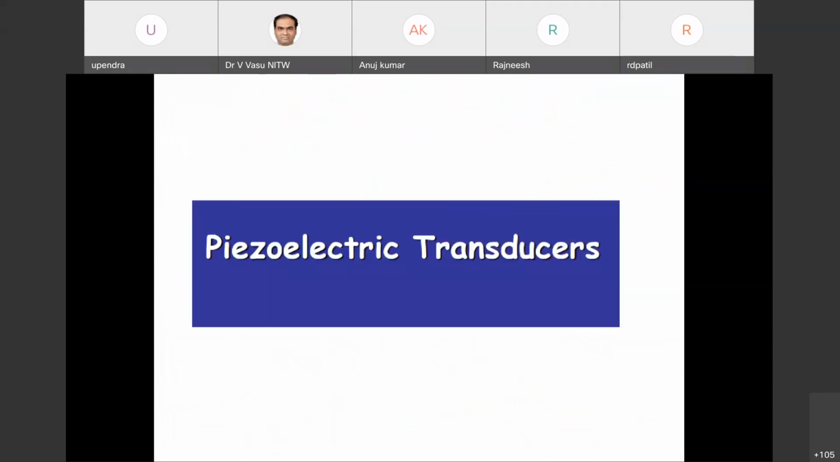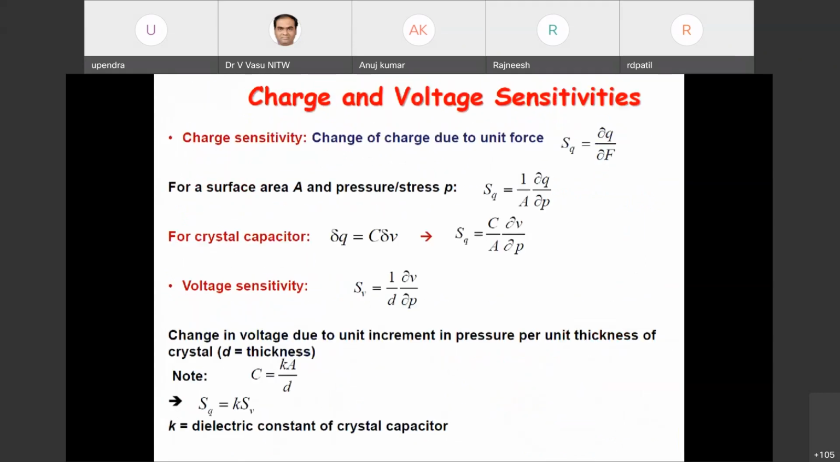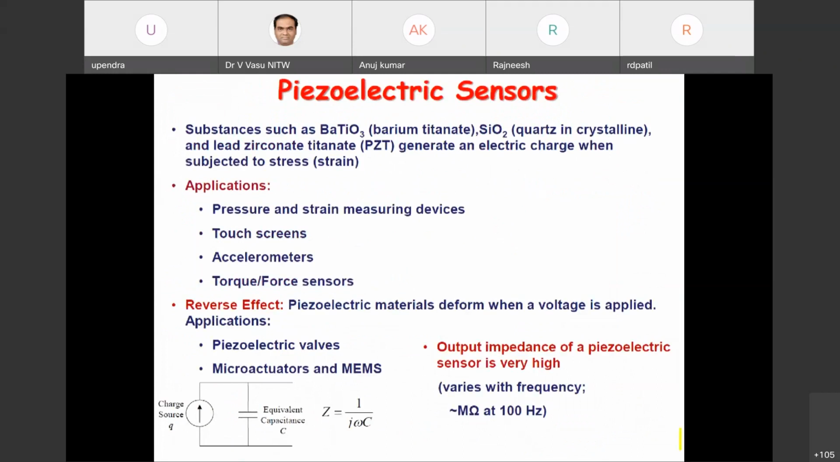Similarly, the capacitance piezoelectric transducers also give us piezoelectric sensors. As you know, piezoelectric materials such as barium titanate, quartz, and lead zirconate titanate generate an electric charge when you apply a force. So if you apply a force on that in the upward direction, a voltage is going to be generated. That is mainly used in the piezoelectric applications we have.